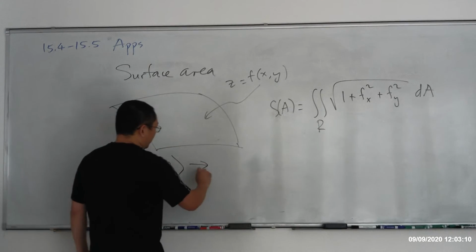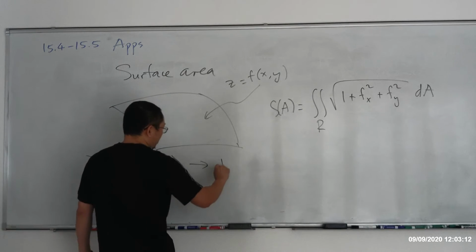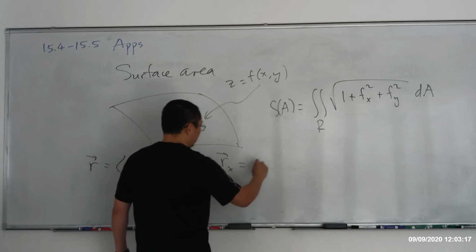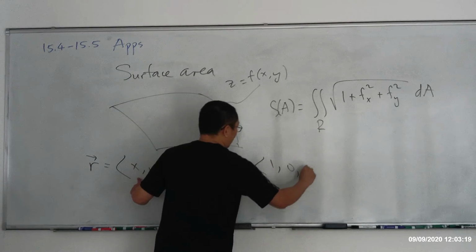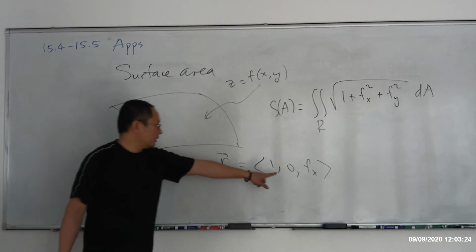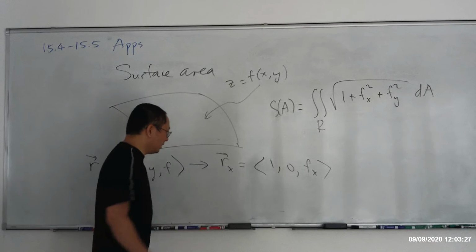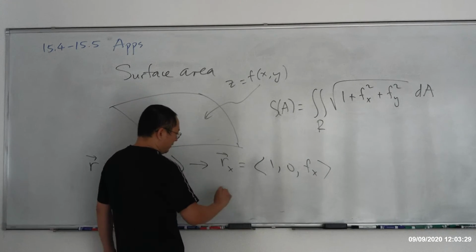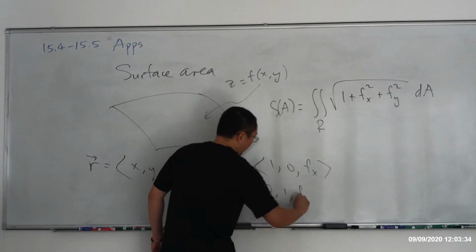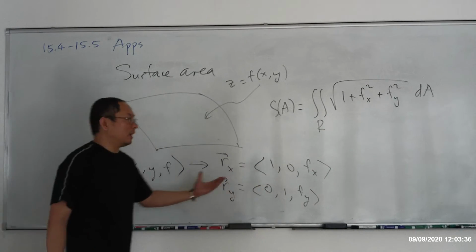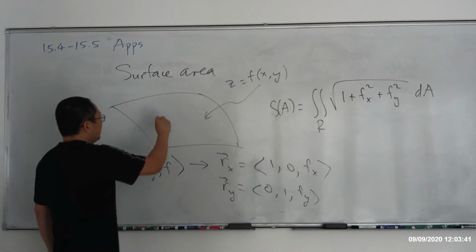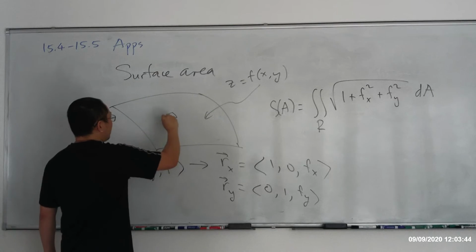So remember something called the partial derivative, Rx. The partial derivative in terms of x is going to be what? 1, comma, 0, comma, fx, right? The derivative of x with respect to x is 1, the derivative of y with respect to x is 0, okay? And then for f it is fx, and then Ry is 0, 1, fy. I think this is off the book, but I try to explain the formula to you instead of just giving you one. All right, and say you want to calculate the little surface area right here.